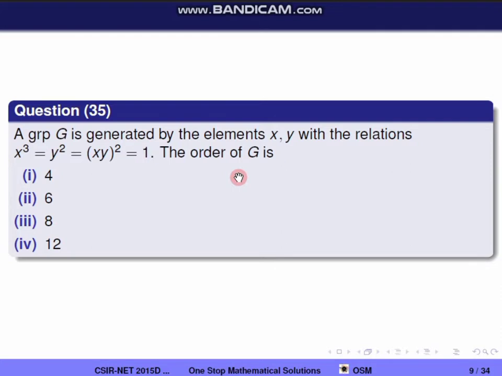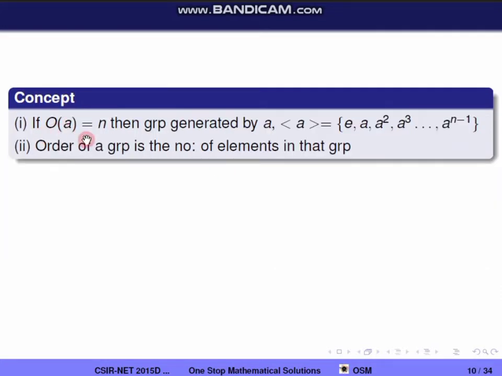We look into the concept used. If order of A is equal to n, then group generated by A is equal to the set of all E, A square, A cube, etc. up to A power n minus 1, where E is the identity element of the group. Order of the group is the number of elements in that group. So now we'll look how to do this question.